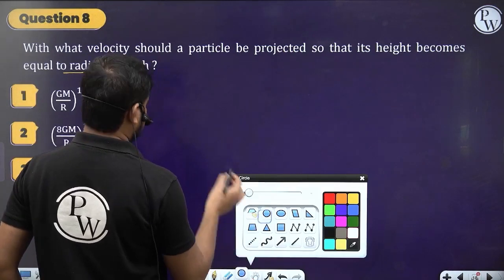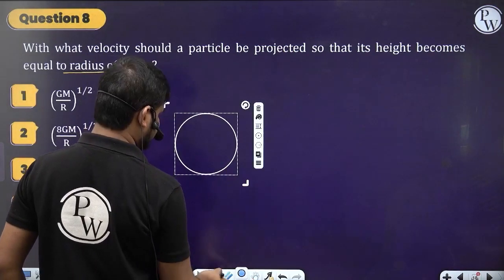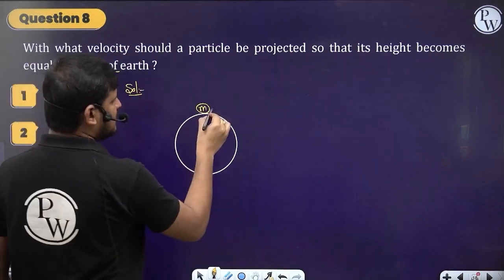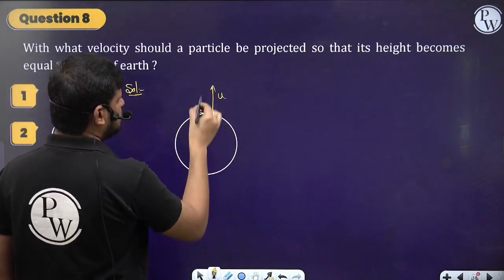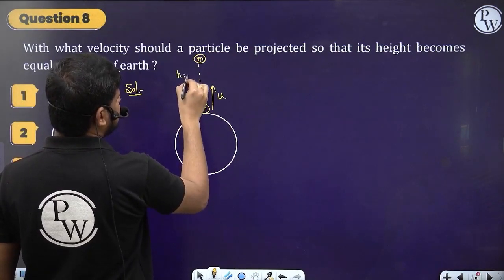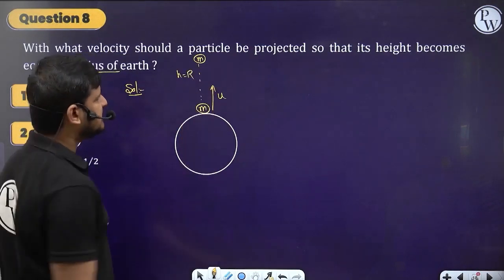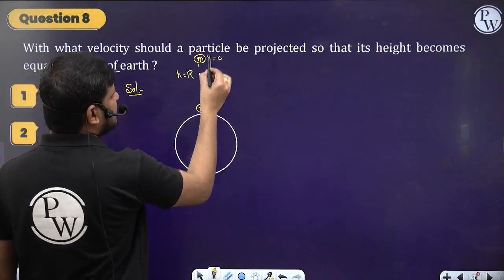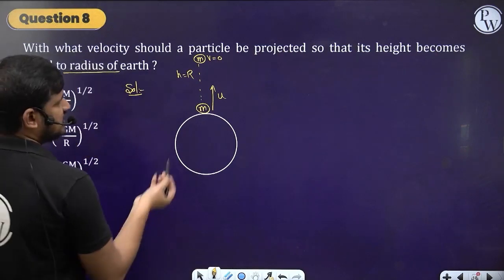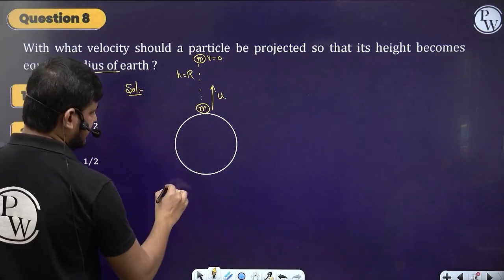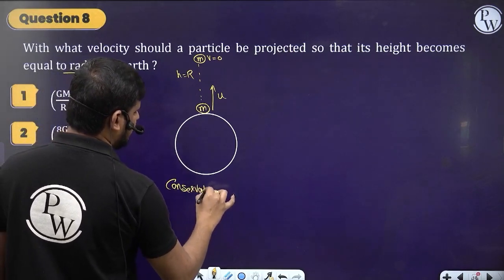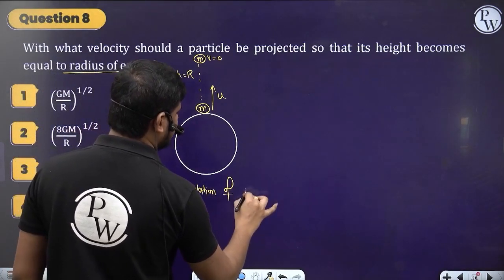First, let's suppose this is the surface of the earth. The object is on the surface of the earth initially. Now it is thrown with some velocity u so that it reaches a height h equals r. Then its final velocity, when it reaches maximum height, becomes 0. There is no air resistance, so I can take the conservation of mechanical energy.